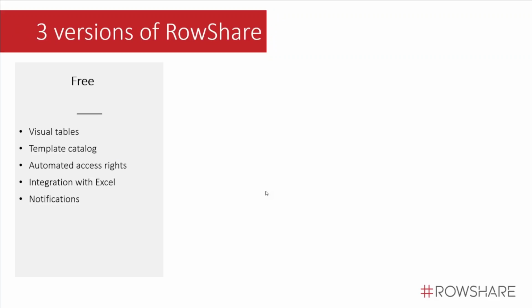So there are 3 different versions of RowShare. There's the free version, which you can access anytime online now, and it's totally free. You have access to these visual tables you can create, and the template catalog is also online, accessible for free. The automated access rights for read and write and viewing that we saw earlier, those are also included, as well as integration with Excel and notifications. So all those features in the demonstration that you just saw are available with the free version.